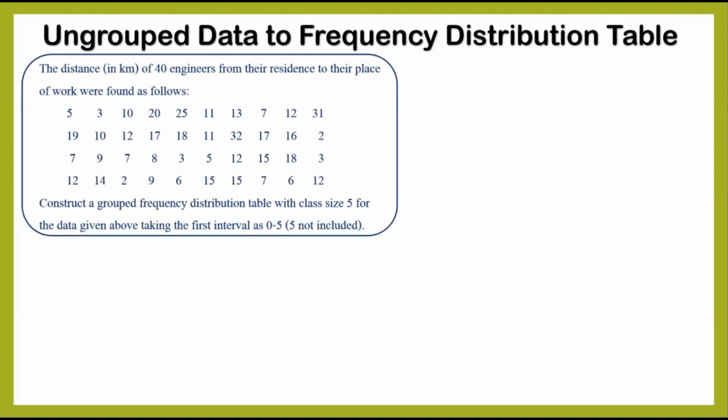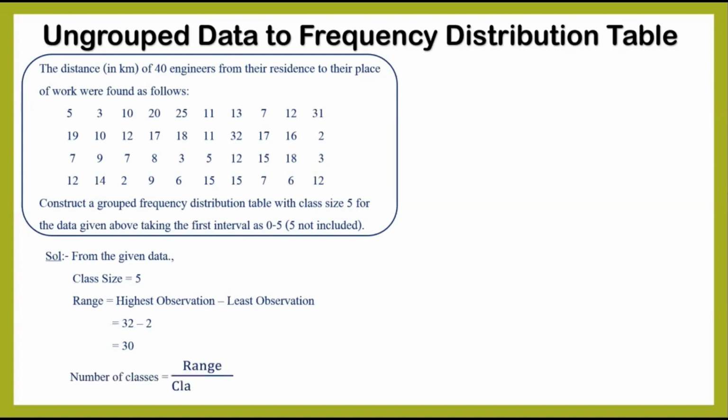So let's start writing that information about class size and range. Class size is equal to 5, and range is equal to highest observation minus least observation, that is 32 minus 2, which is 30. Now after writing class size and range, we have to find the number of classes. That depends on the range and class size. The formula for the number of classes is range over class size. Here the range is 30, whereas the class size is 5, so the number of classes we get is 30 by 5, which is 6.